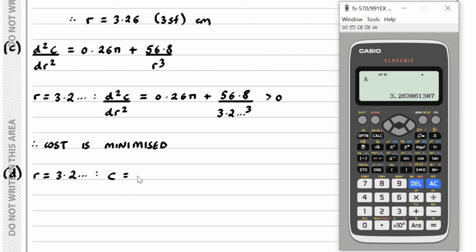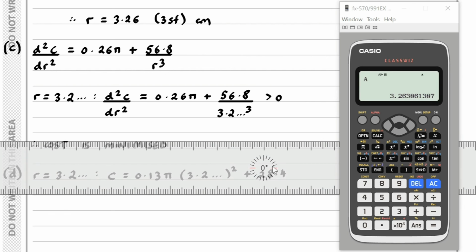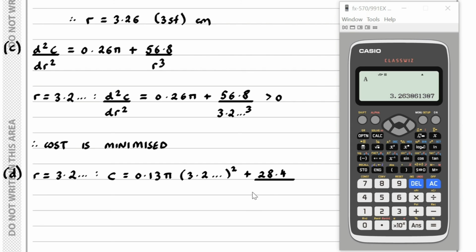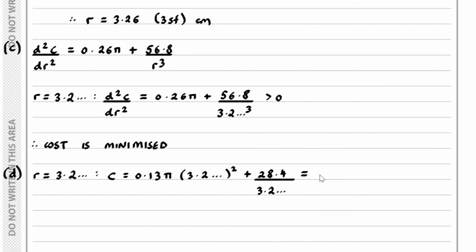So the minimum value of C is equal to 0.13 pi multiplied by 3.2, etc. squared plus 28.4 divided by 3.2, etc. So if we work this out, I've got 0.13 pi multiplied by this squared, rather here, this is not cubed, plus 28.4 over 3.2, etc. And it turns out we get 13.05, etc. And so the minimum cost is 13p.